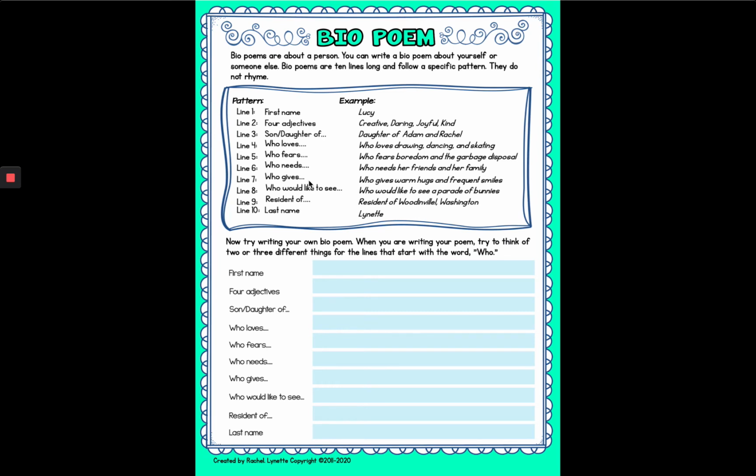Line 8 would be who would you like to see? Now, this could be anything. It could be a person. Maybe there's a famous person you'd like to see. Maybe there's a band you would like to see. Okay, that's what you would put for line 8.